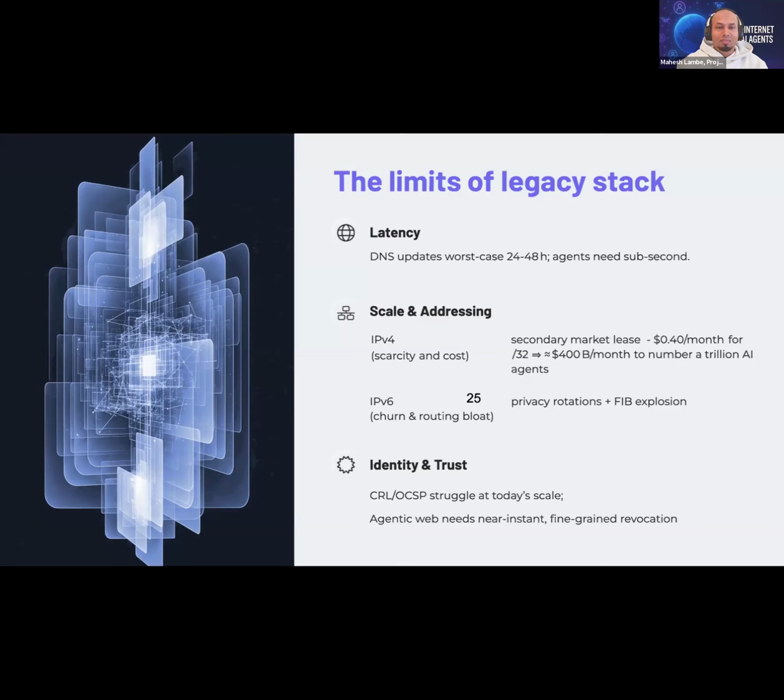And if you imagine the scale magnitude of it, if you multiply by a trillion agents, it's almost like a $400 billion monthly address cost, just for the reachability. It's nothing beyond that. The alternative we have is IPv6, which sounds like the answer, and yes, it offers an astronomical address space, but operationally it breaks down.